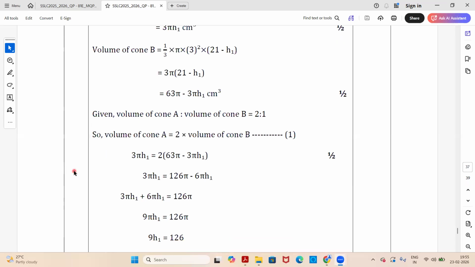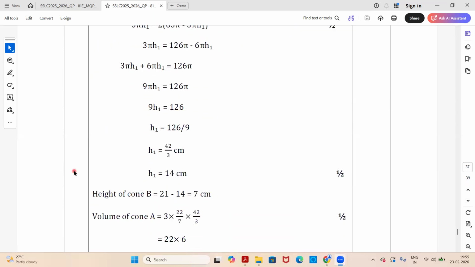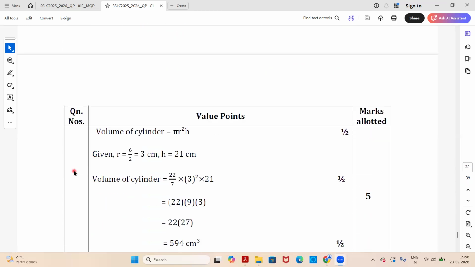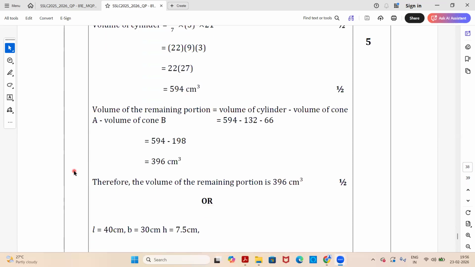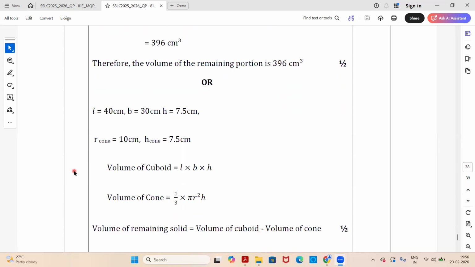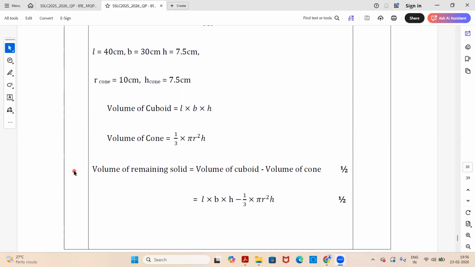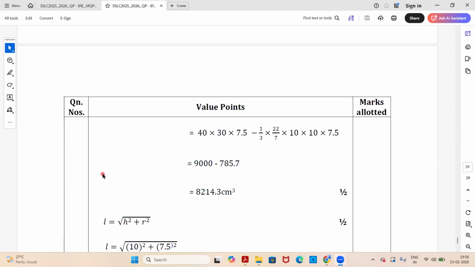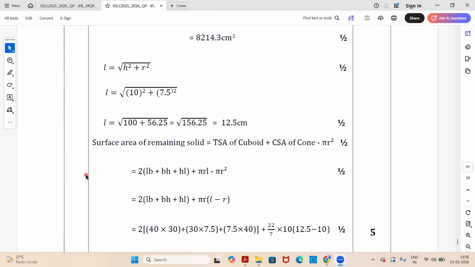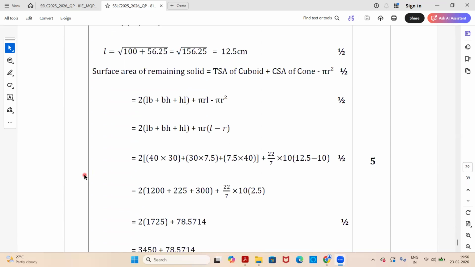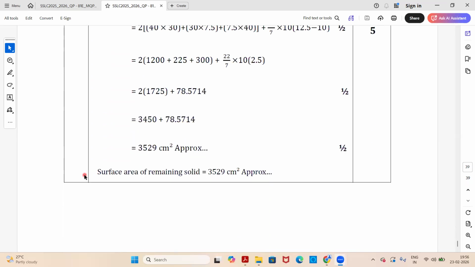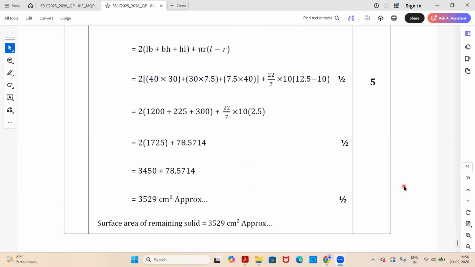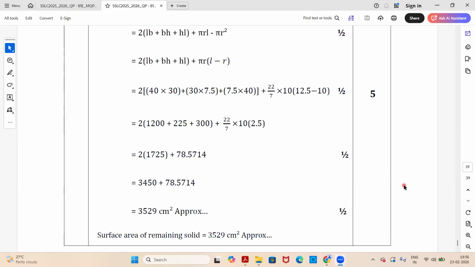See the steps carefully. And here we start with the second question's answer from here. So these are the steps. Each step is important in calculation, and this is how the marks has been allocated. So here I have shared the entire answer key for the model question paper 3.